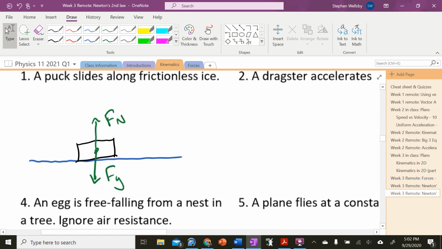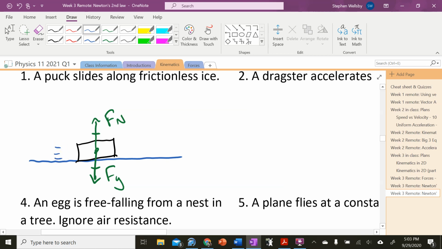Now you'll notice that I've drawn these two forces. To the best of my ability, I've drawn these of equal size. And one way that we can indicate the vectors are equal size is just by drawing a line across it that way. So this puck is sliding along frictionless ice, which means that there's no friction acting against it. So let's assume for a moment that this is moving, and we can see these direction lines, it's moving off to the right.